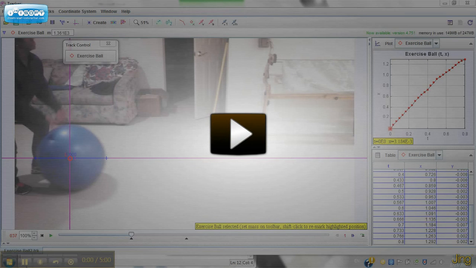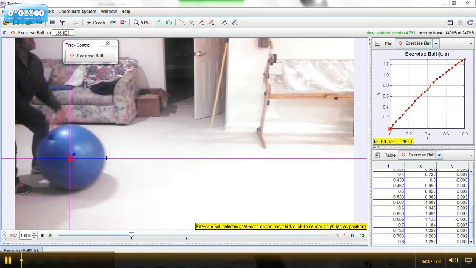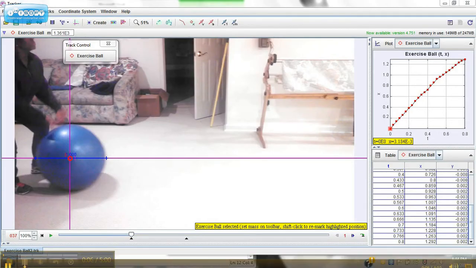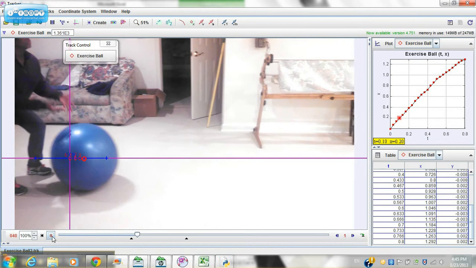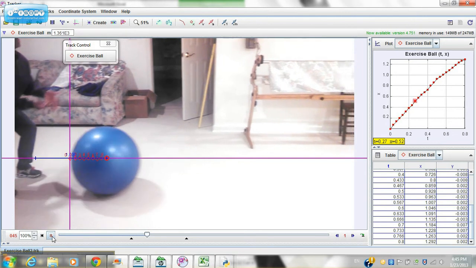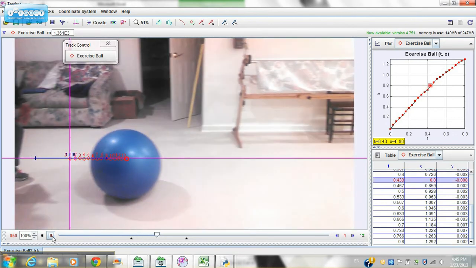Today we're going to show you that any object moving in constant motion has zero net force on it. And I'm going to use Tracker and Python to show that this is true. Here I have an exercise ball that I had my mother help me push. And after it's pushed, there's a constant motion and there's no force acting on it.